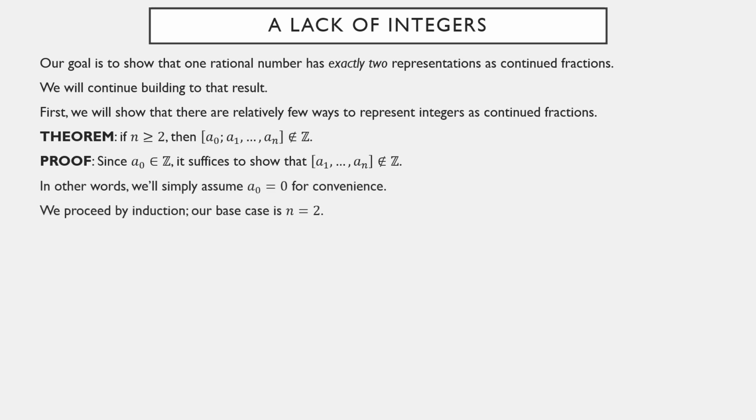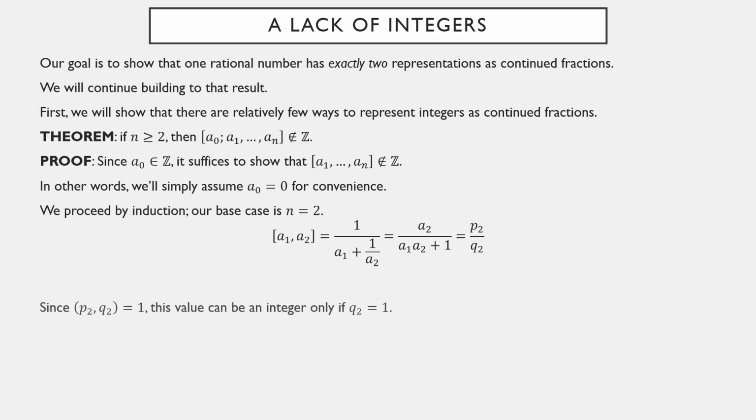So let's proceed by induction, and our base case is 2. Well, [0; a_1, a_2], if you simply compute what this is, it's 1 over a_1 plus 1 over a_2, or p_2 over q_2. But those are relatively prime, so p_2 over q_2 can only be an integer if there's no cancellation to be done, and the only way it can be an integer is if the denominator is exactly 1. But a_1 and a_2 are positive integers, so this denominator, q_2, is at least as large as 2. So this can't be an integer.